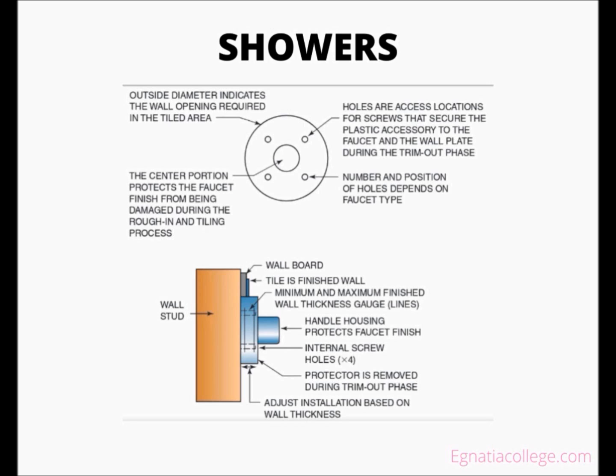For a tiled shower, a plumber must know the finished wall thickness from the wall studs. A faucet has a plastic protector and wall thickness gauge to protect the faucet finish and to indicate where to install the faucet based on various job site conditions. The center of the faucet is usually centered in the shower.